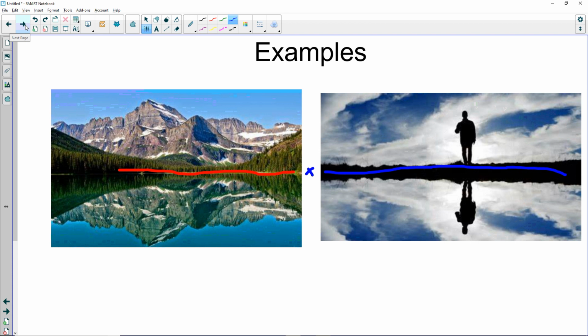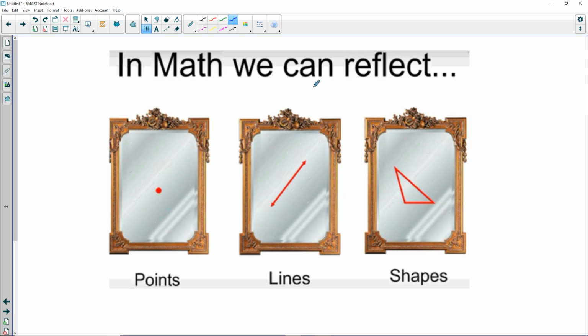And no, you don't need to add this to your journal. In math, we can reflect points, we can reflect lines, we can reflect shapes. The only thing that we're focusing on today is reflection of points, okay? So yes, you can add this in your journal, how reflections occur. In math, we can reflect points, lines, and shapes. So go ahead and pause the video if you need to.